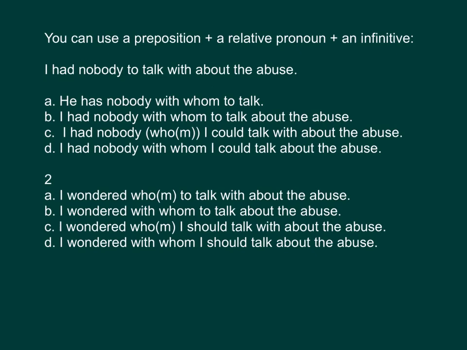You can use a preposition plus a relative pronoun plus an infinitive. "I had nobody to talk with about the abuse." A. He has nobody with whom to talk. B. I had nobody with whom to talk about the abuse. C. I had nobody whom I could talk with about the abuse. D. I had nobody with whom I could talk about the abuse.